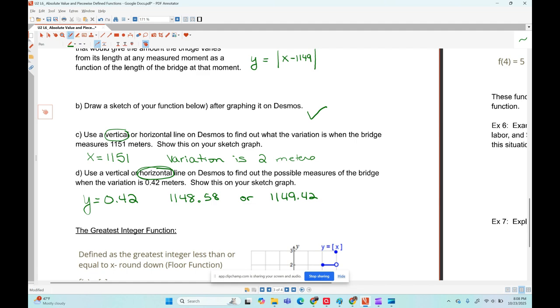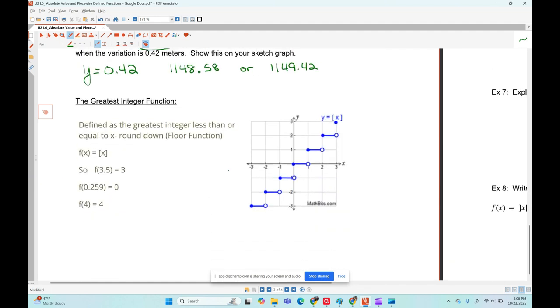So there is an application involving absolute values. The other 2 functions we're going to talk about right now, and then we're done with this lesson, are the greatest integer function and the least integer function.